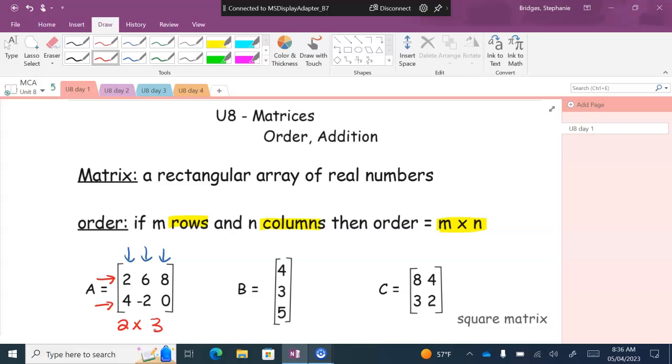So what about matrix B? If I'm looking at the number of rows, how many rows do I have for B? 3, right? 1, 2, 3. And then how many columns do I have? Just 1. So matrix B is a 3 by 1.